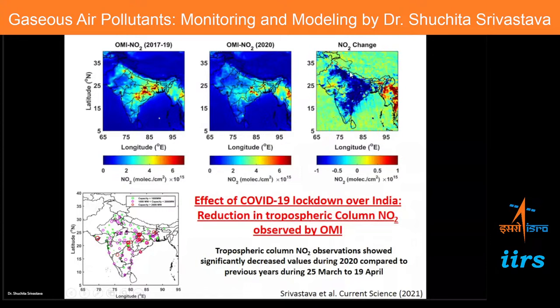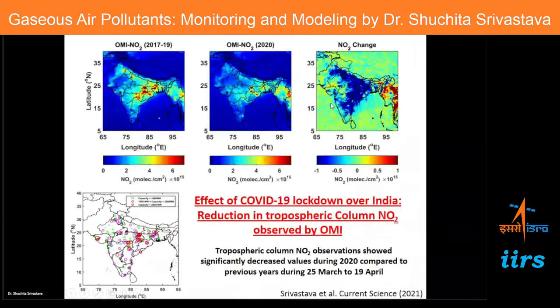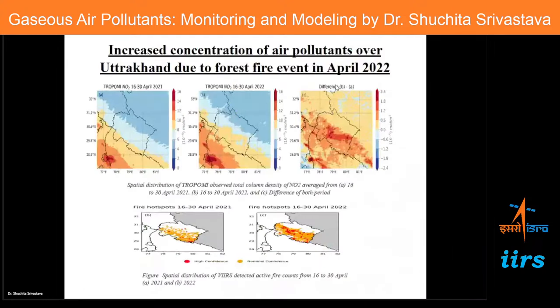And this is the NO2 change. So we can very clearly see a low level of NO2 throughout the Indian region, except over the Western Indian region, where it is mainly affected by transport from the upwind rural region, as well as some crop residue burning activity that took place over this region.